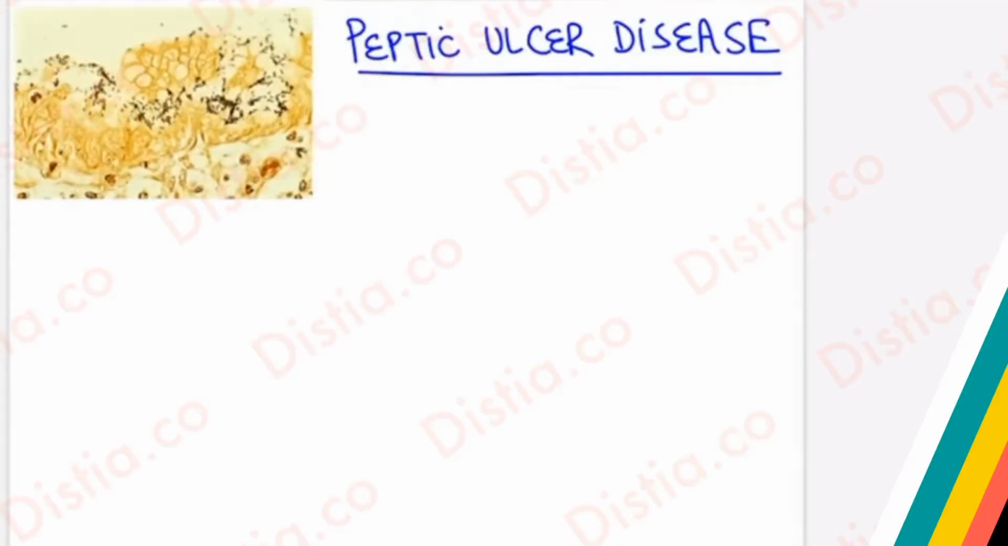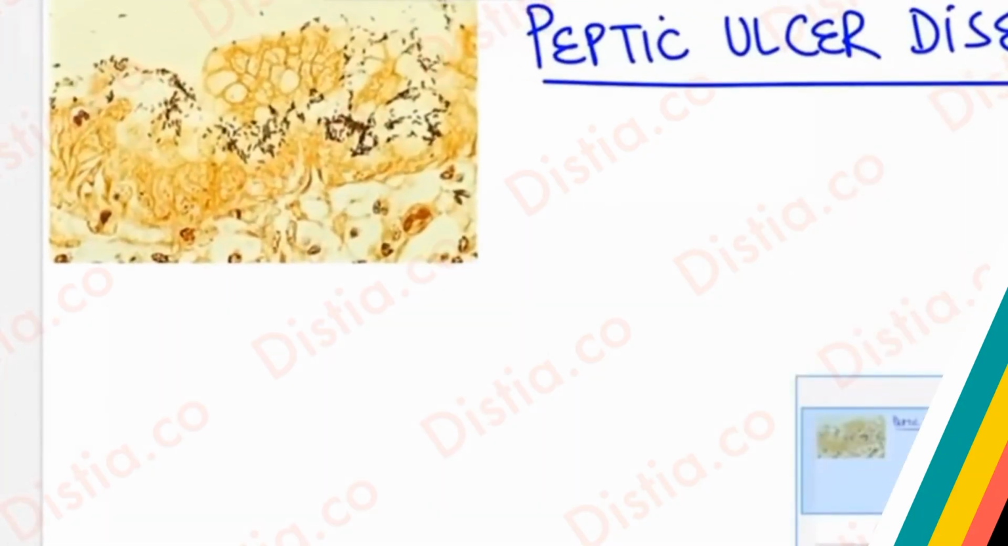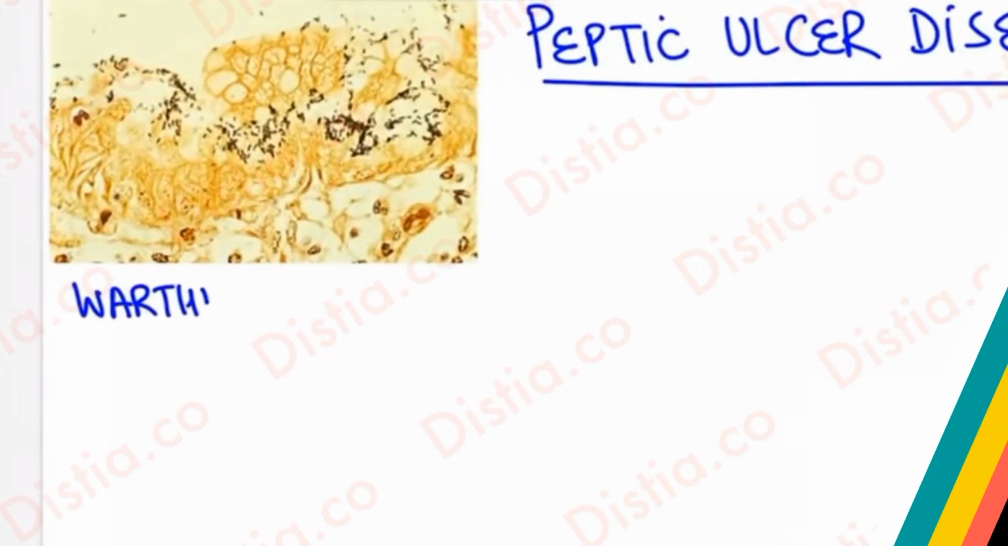Hi guys, welcome back. The next topic that we're gonna study is peptic ulcer disease, and one of the leading causes of that happens to be Helicobacter pylori. What I've highlighted in this image at the moment is the stain that you are familiar about from pathology that is called Warthin-Starry stain. This is a silver stain, and the black spots that you can see bang in the middle is representing H.